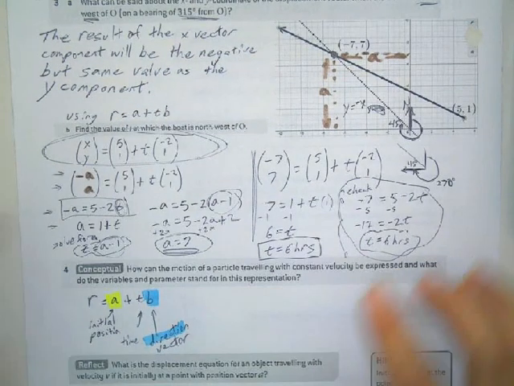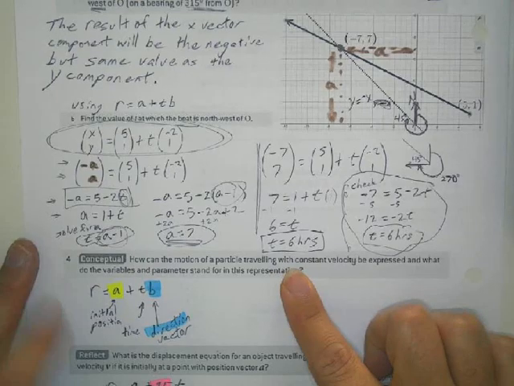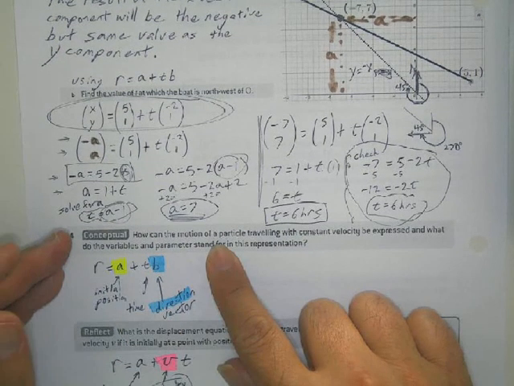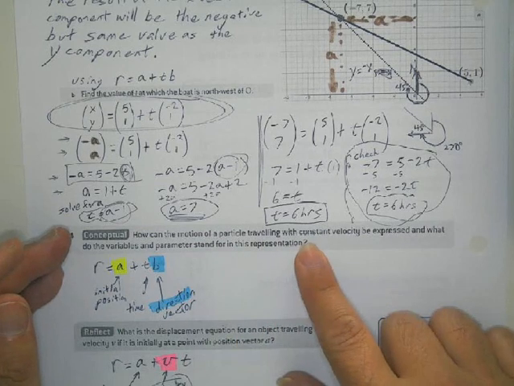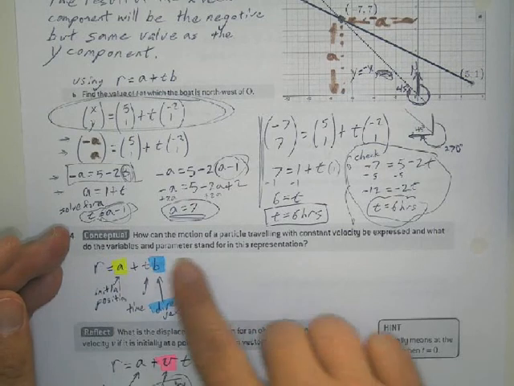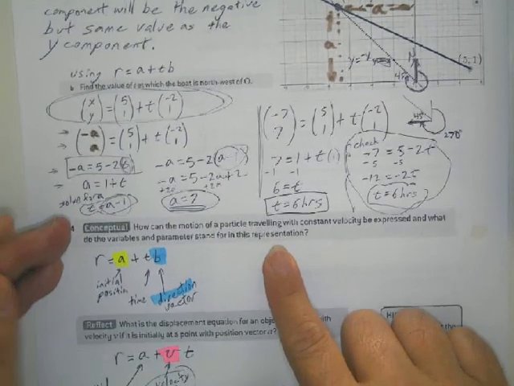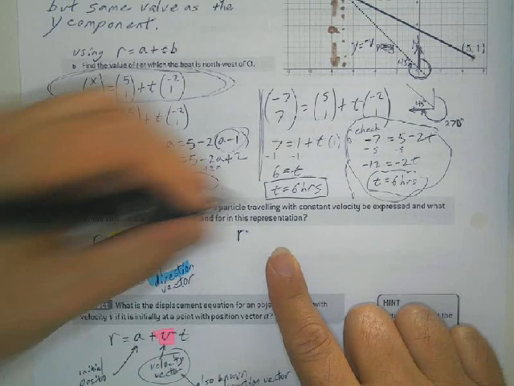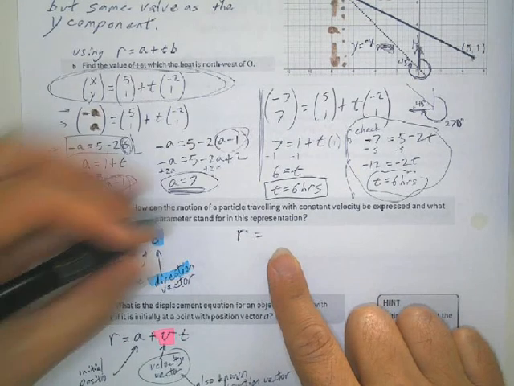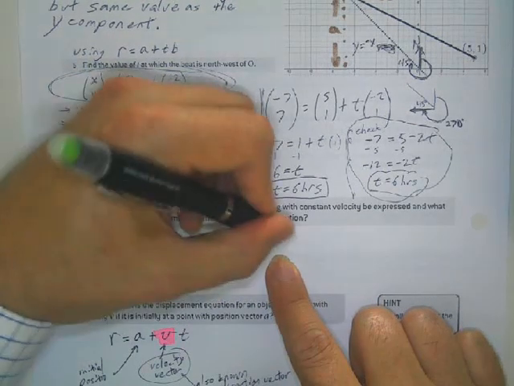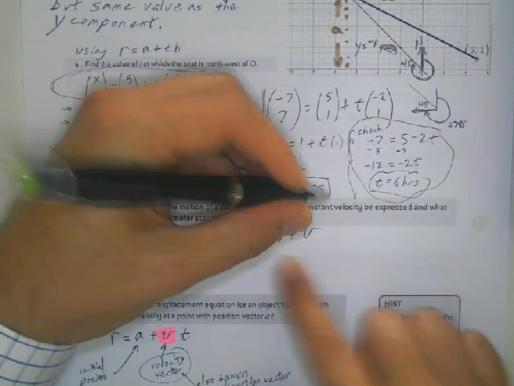So, all right. Conceptually, how can the motion of a particle traveling at a constant velocity be expressed, and what do the variables and parameters stand for in this representation? So the equation that we're going to be using is r equals r subscript o plus v times t.